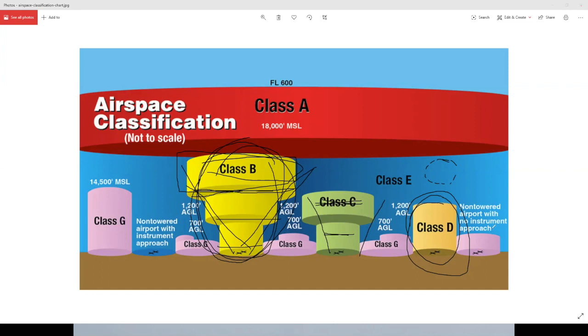Class E airspace is controlled, such as airspace that surrounds instrument approach paths or federal airways in all other locations other than Class A, B, C, or D airspace, and basically includes everything except for the Class G airspace. So Class G airspace is the uncontrolled airspace. And here in Hawaii, I think the only uncontrolled airspace we have is the airspace below 700 feet above ground level outside of airports.